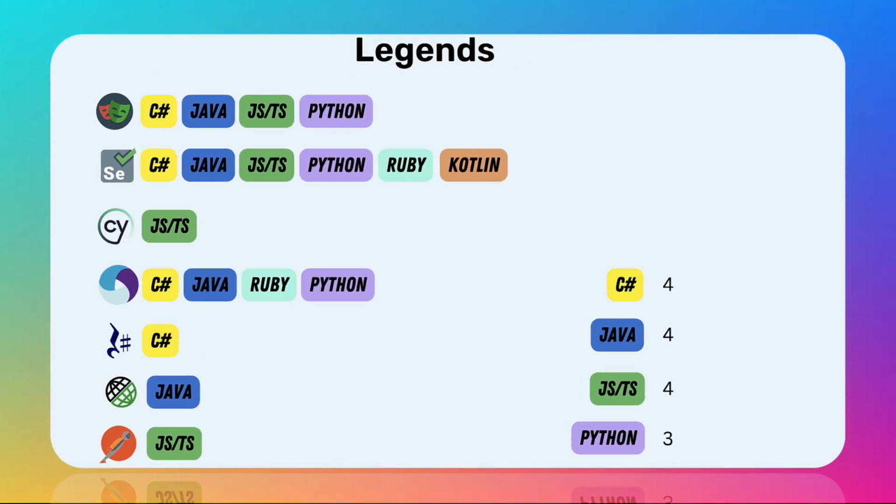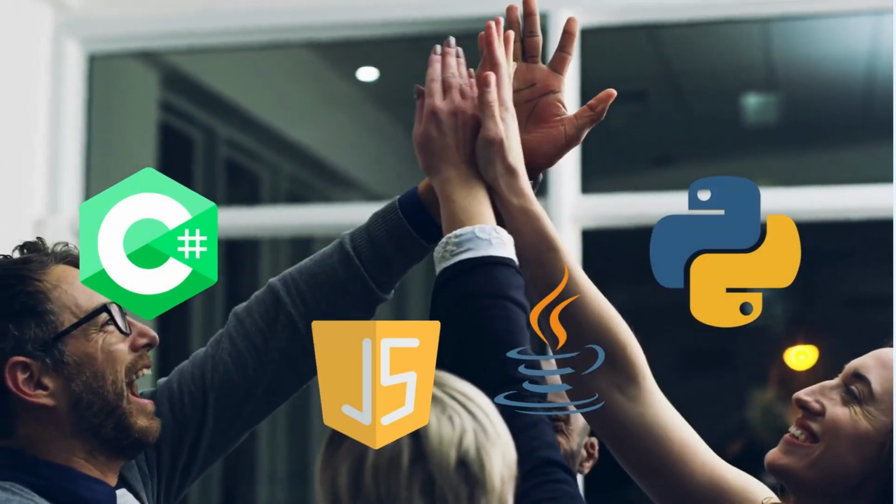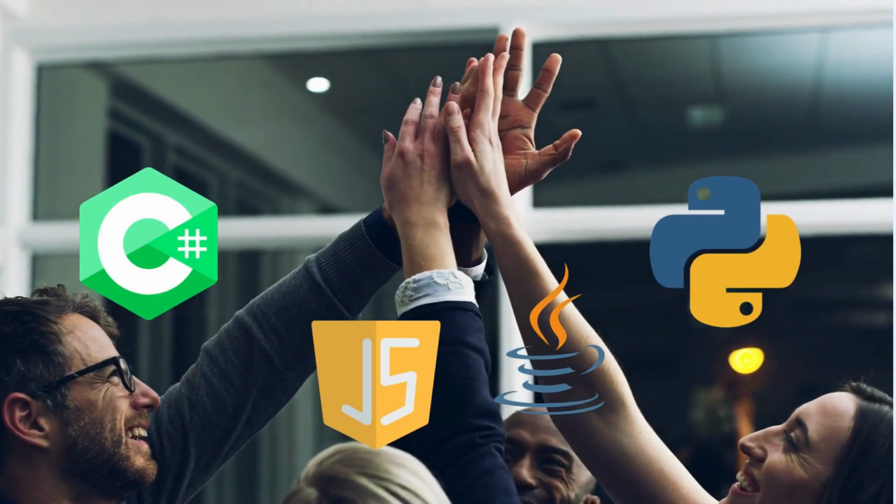So in a nutshell, these automation testing tools do support these languages. As you can see, C#, Java, and JavaScript and TypeScript are supported by 4 automation testing tools each, and Python is supported by 3 automation testing tools. So all these automation testing tools support these languages by default. So learning these languages for automation testing might be really, really helpful.